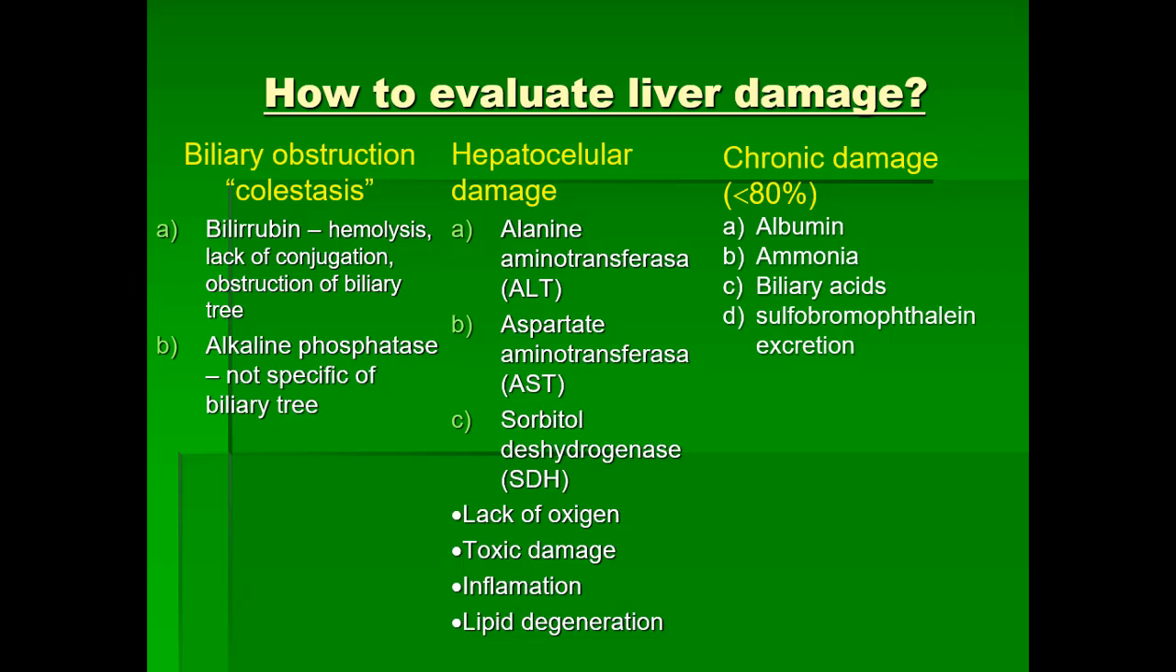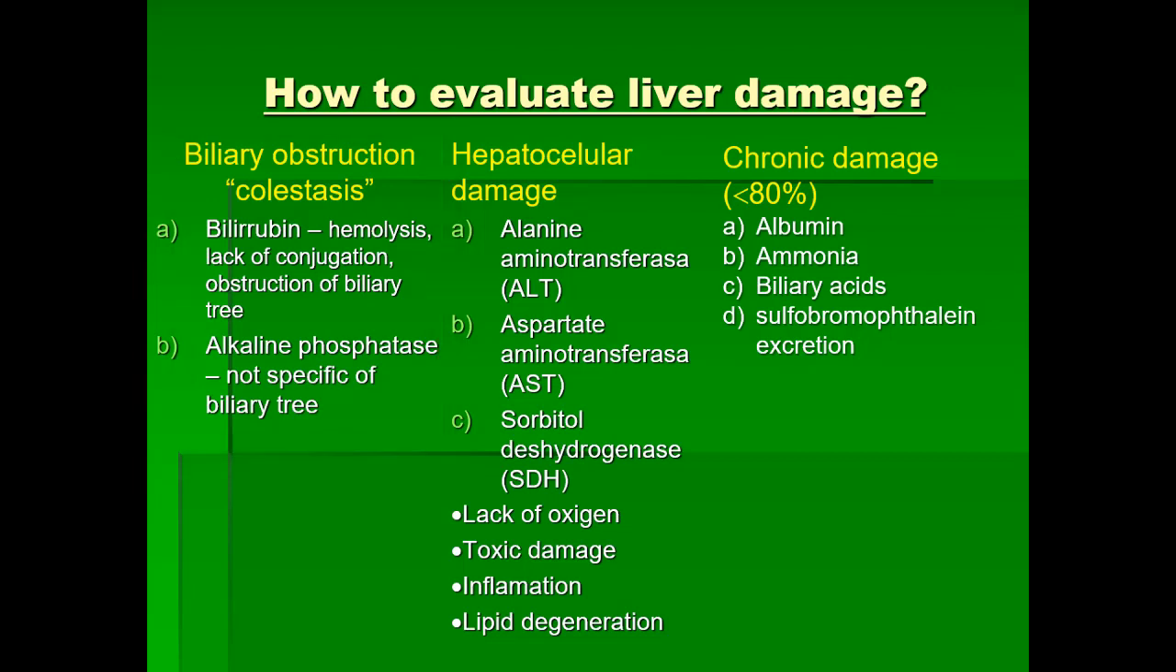When we talk about cholestasis, the evaluation is accomplished by testing for bilirubin, whether it's conjugated or unconjugated, and alkaline phosphatase. Now the problem with cholestasis is obstruction of the bile flow that may be a consequence of fatty changes, degeneration, inflammation, fibrosis.